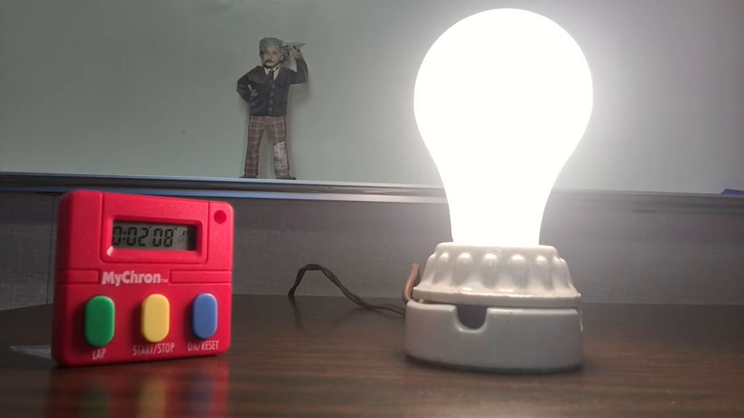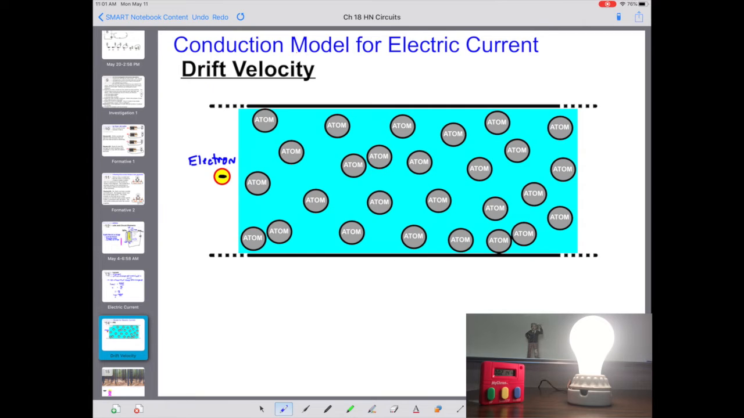Looks like we're at about 2 minutes and 10 seconds. Still not a single electron has made it from the outlet to the filament of that light bulb yet. So now let's picture what exactly is going on in that electric current.